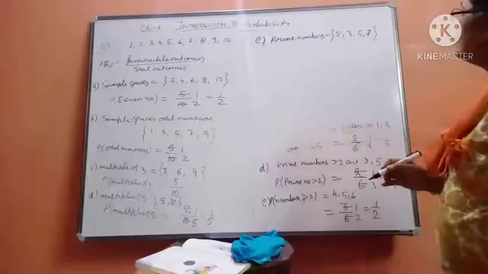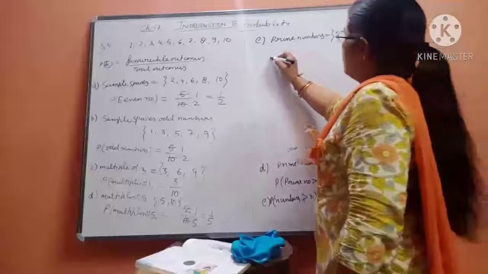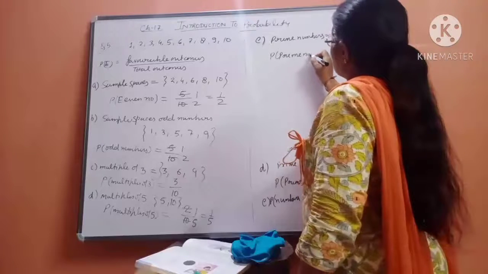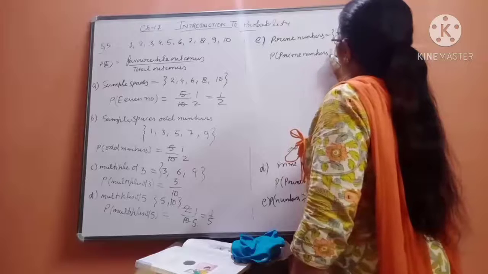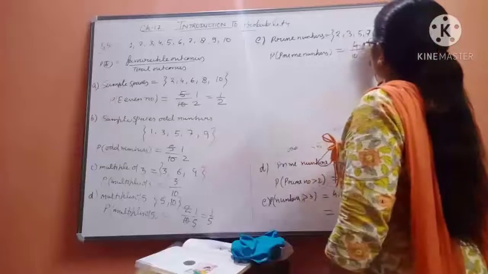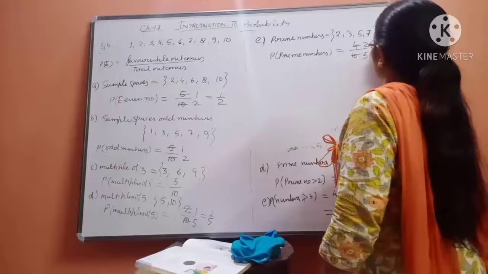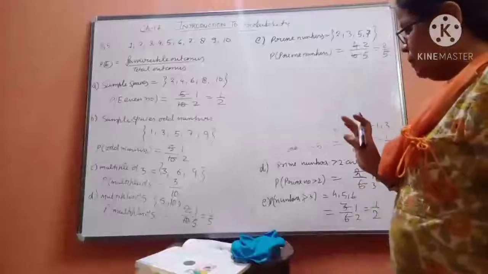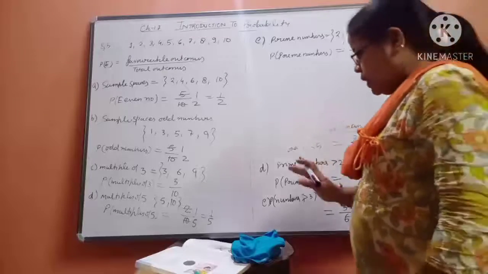So what will be the probability of prime numbers? How many possible outcomes are there? 4 upon total outcomes 10. So 2 2s are 4 and 2 5s are 10. So its probability will be 2 upon 5. Okay, in this way till E part we have completed. Now the last question.